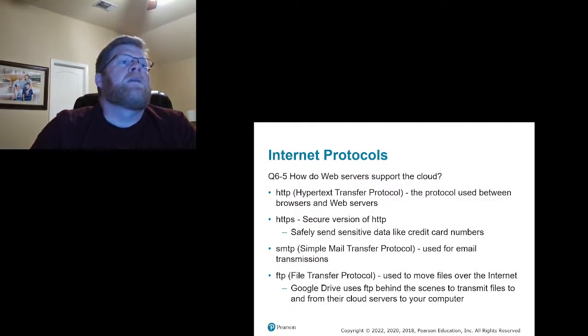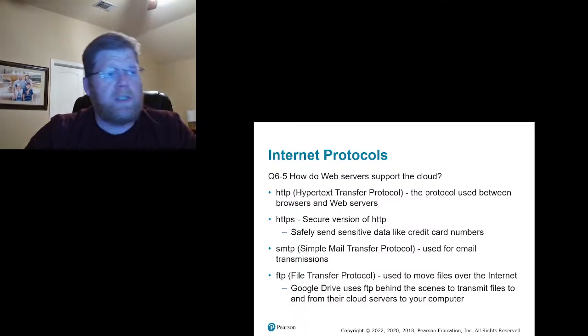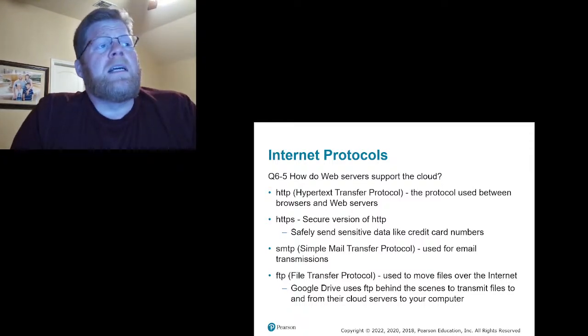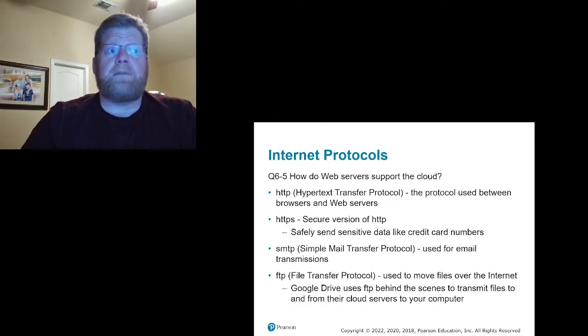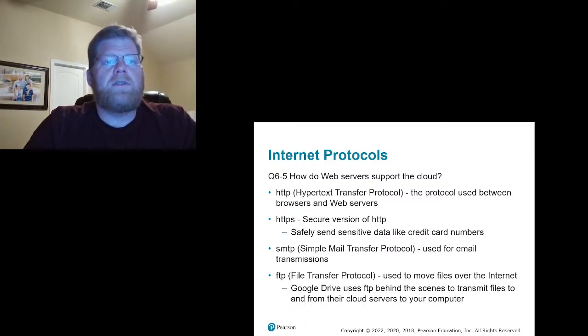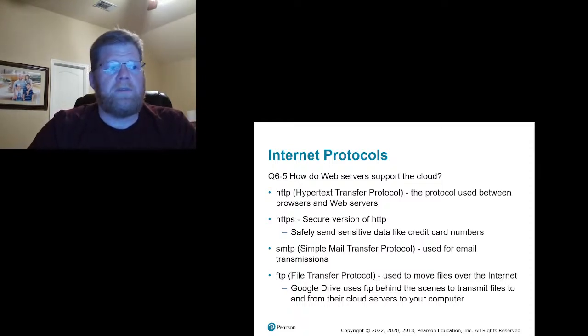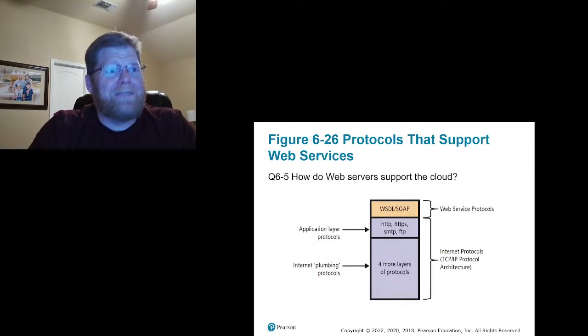All right. Web server protocols that support the cloud. You got your HTTP, or hypertext transfer protocol. You got the secured version of that, HTTPS, which utilizes a server certificate, which makes it all secure. You want to use that if you're doing any kind of credit card or PII, personal information. SMTP, used for email transmission. Then FTP, if you're doing any kind of file transfer, so used to move files over the internet. Google Drive uses FTP behind the scenes to transmit files from their cloud servers to you. Hopefully, they're actually using SFTP and having some kind of a secure service, right?